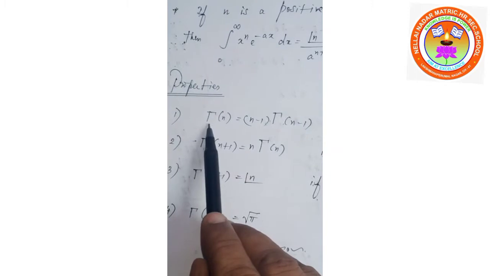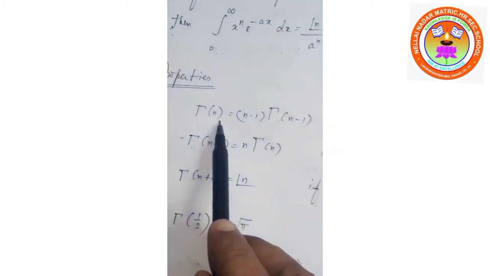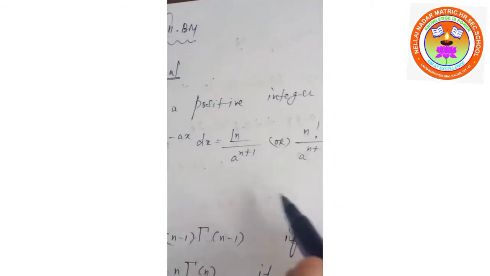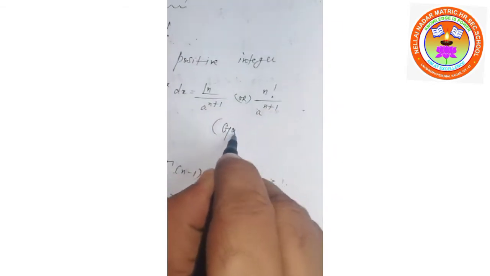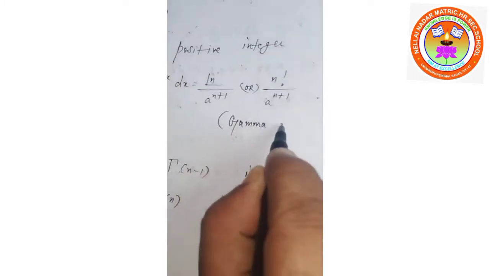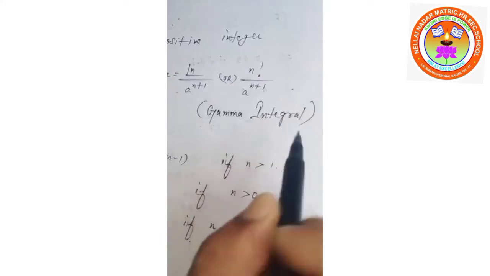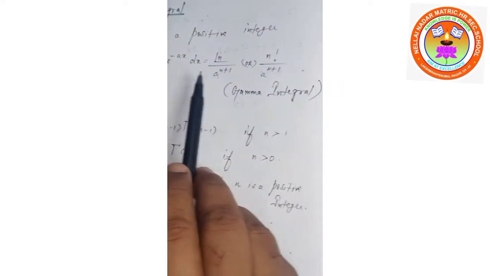Some properties are there. First property, gamma of n. What is it? Gamma of n is also called the gamma integral. I note down here, gamma integral. This formula is specially for the limits 0 to infinity, remember.